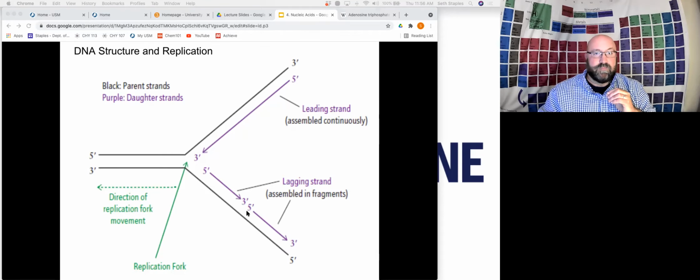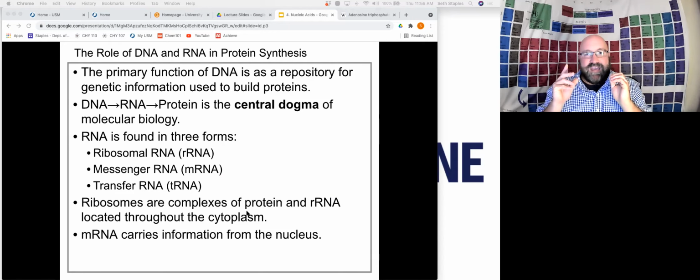The main function of DNA, the entire purpose basically of DNA, is that it is a repository of genetic information that is used to build proteins. The central dogma of all of molecular biology, the whole central unifying theme of the entire field, is that DNA is used to make RNA, which is then used to build proteins. And the proteins then go off to do all their various functions within our cells.